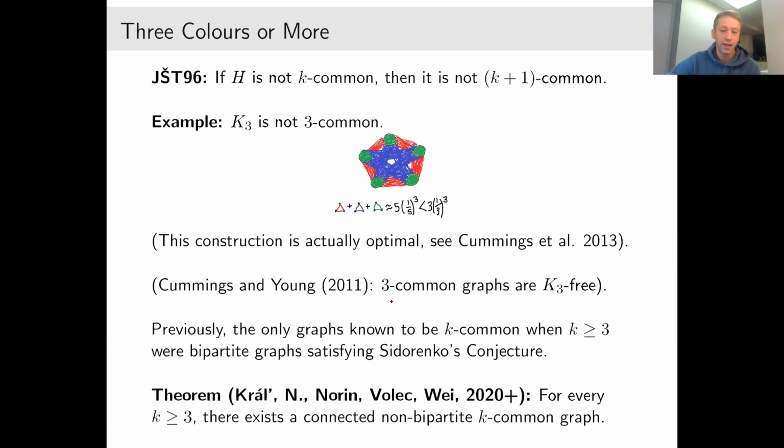Our result that I want to talk about for most of the rest of the talk, joint with Daniel Kráľ, Sergey Norin, Volec and Fan Wei, is that for every k at least 3, there exists a connected non-bipartite k-common graph. These are the first examples of k-common graphs which are not just bipartite graphs satisfying Sidorenko's conjecture, and in particular, they're not bipartite.